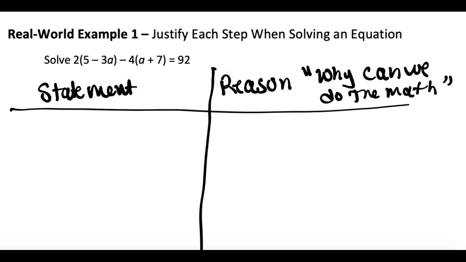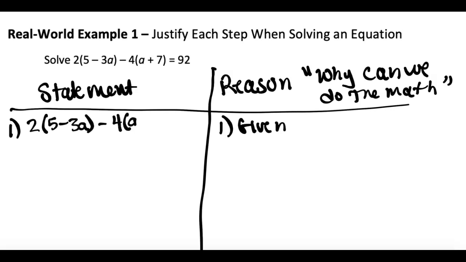Always, the first thing is we're going to write given, and then you look up above and see what they tell us. They tell us 2(5 − 3a) − 4(a + 7) is equal to 92. All the time in your proof, you're always going to start with what is given, every single problem.